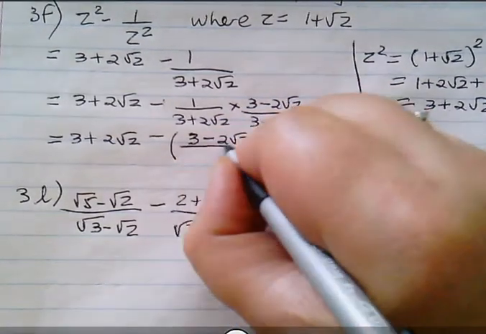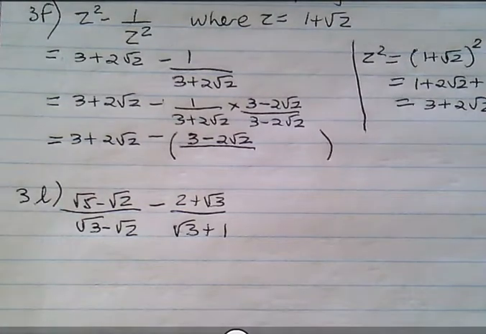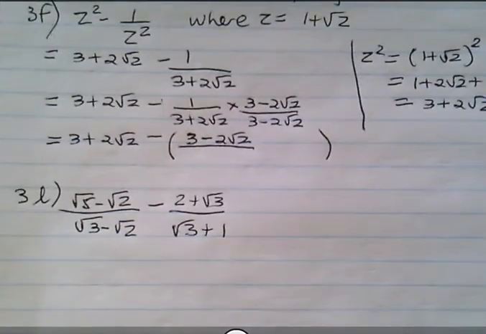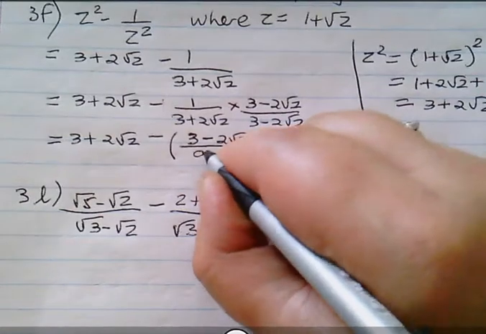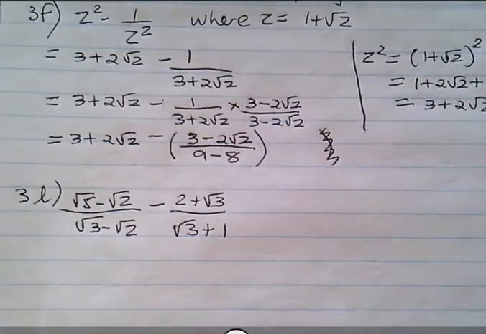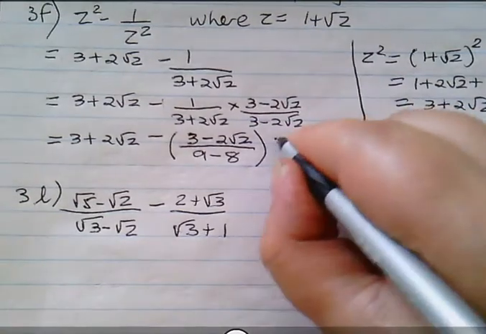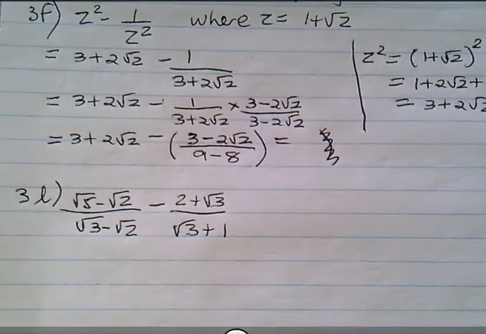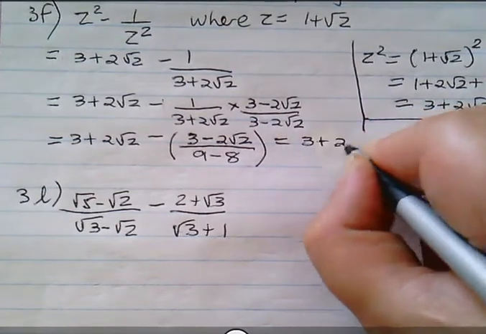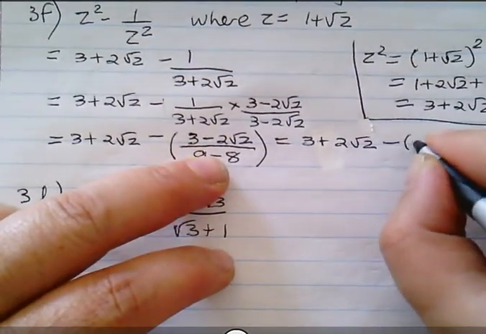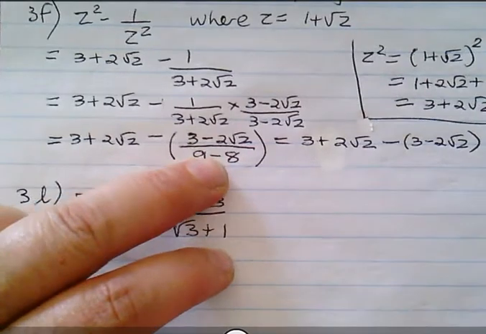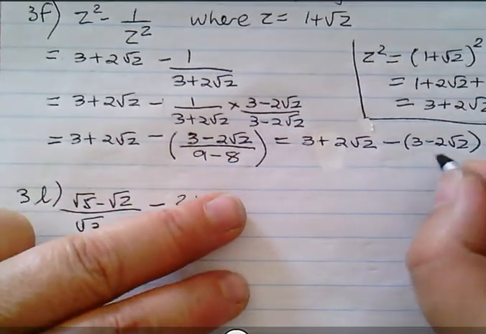Just the same, over, what's the denominator? So the numerator is 3 minus 2 root 2. The denominator is the difference of two squares, which is 9 minus 4 times 2, 9 minus 8, which happens to be 1. Well, aren't you lucky? Which equals, the denominator is 1, so it's 3 plus 2 root 2, minus bracket 3 minus 2 root 2. We okay with that? Because the denominator is 1.